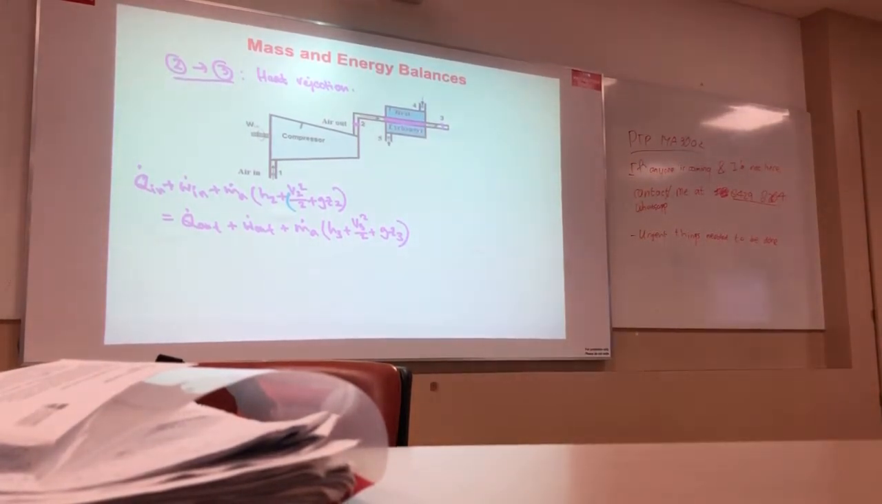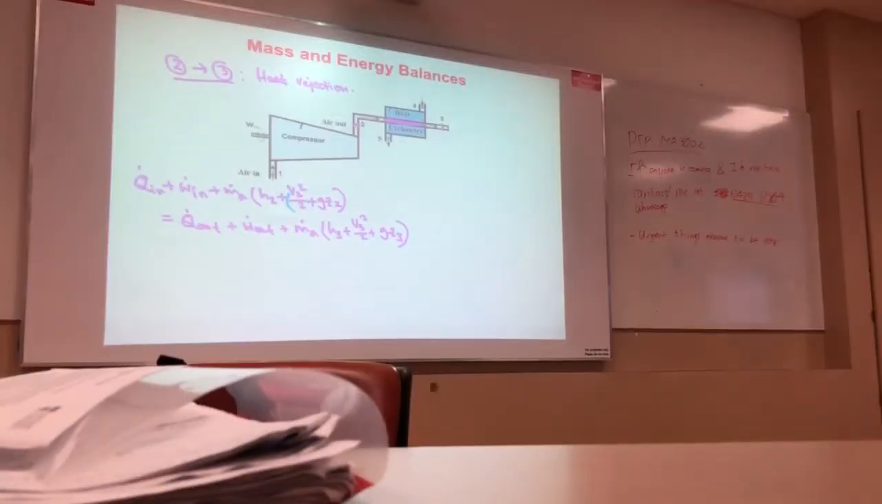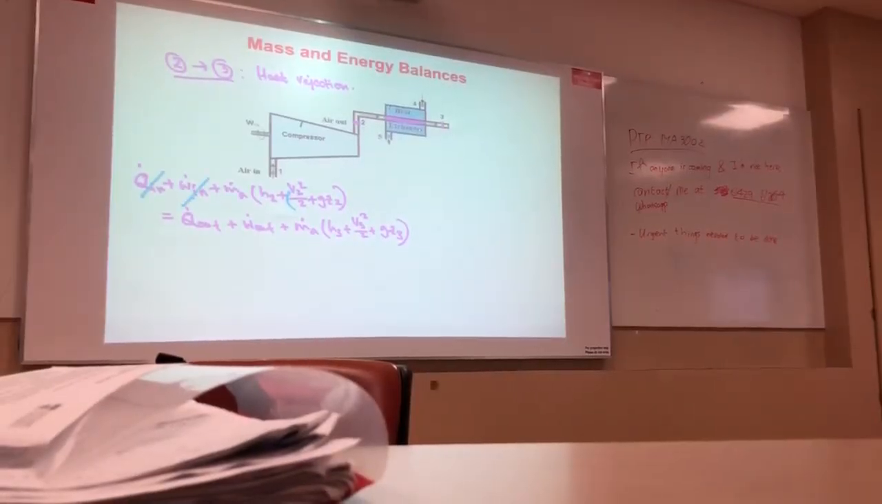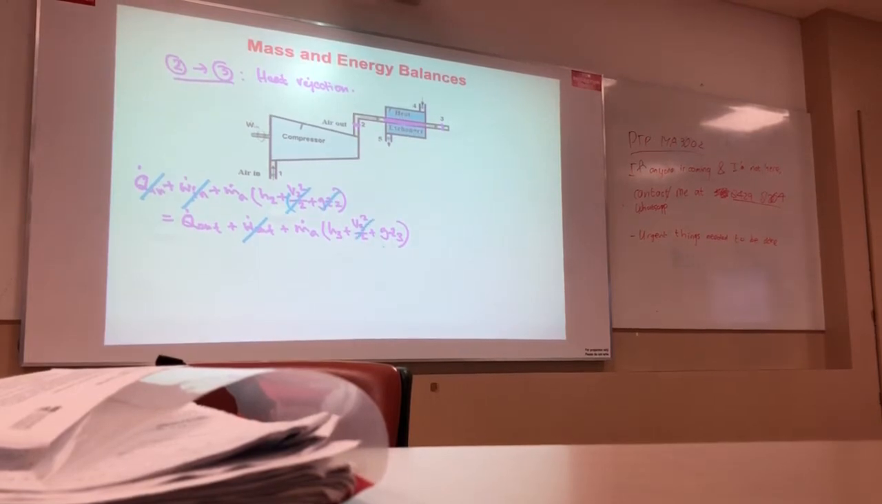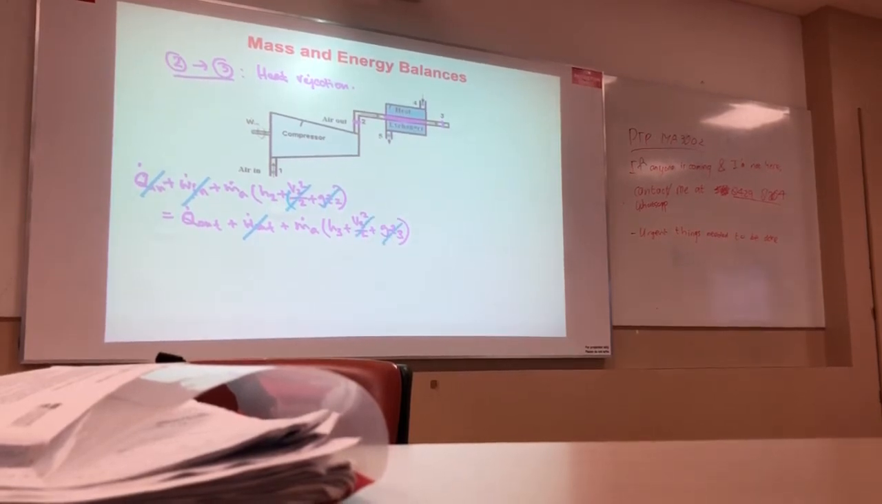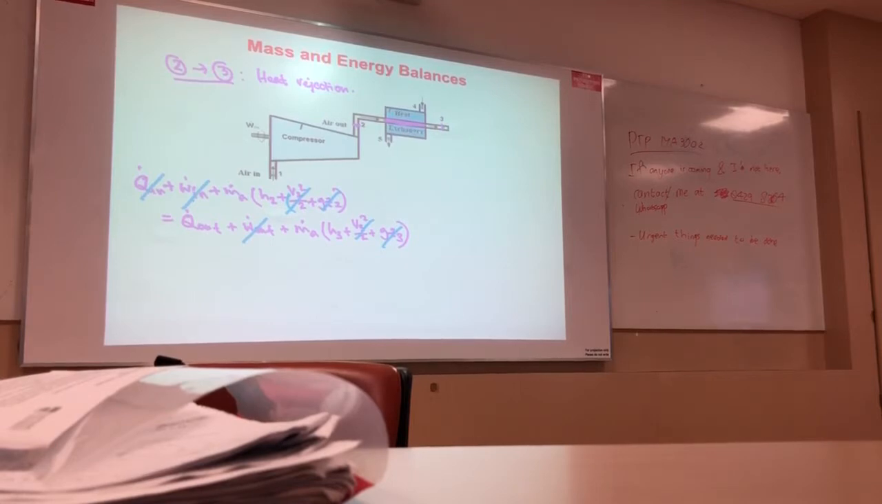Now you slightly understand. Q in is 0. This one is 0. This is 0. Correct. Then I can write. I use it here pink color. So you can write, I can write, Q dot out becomes.